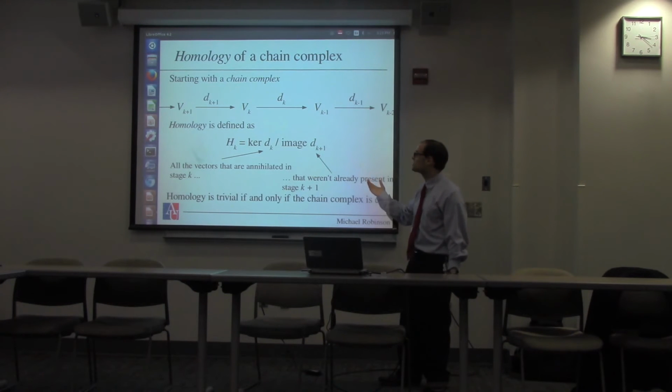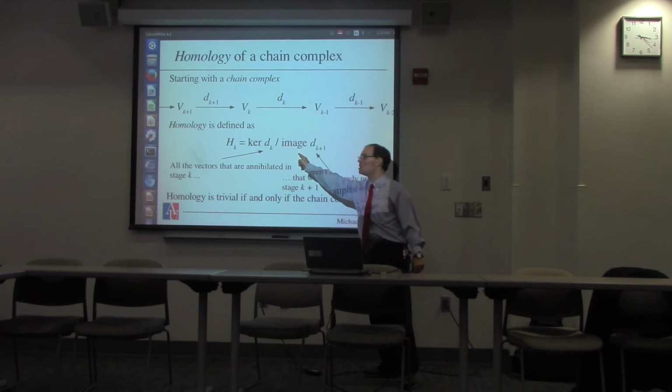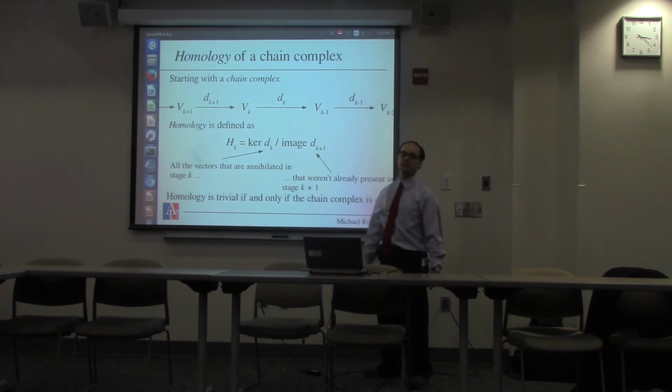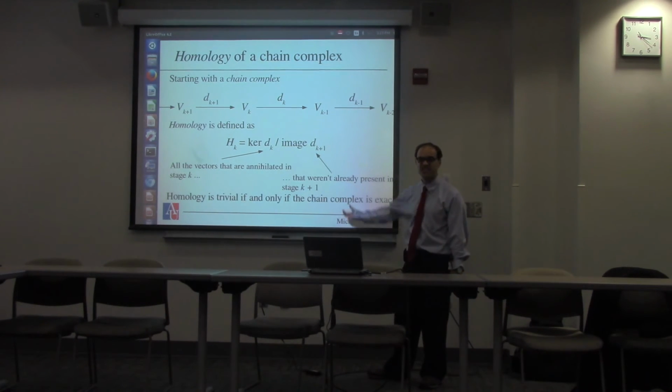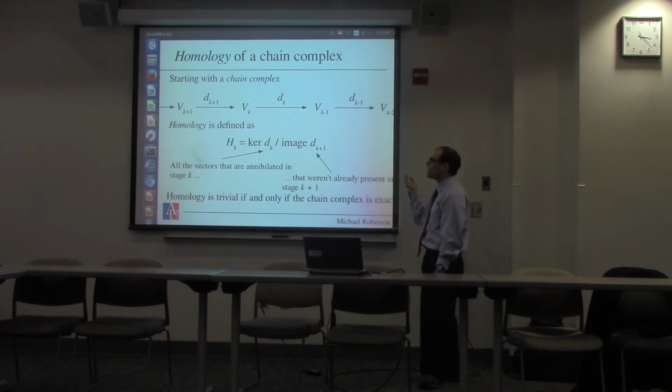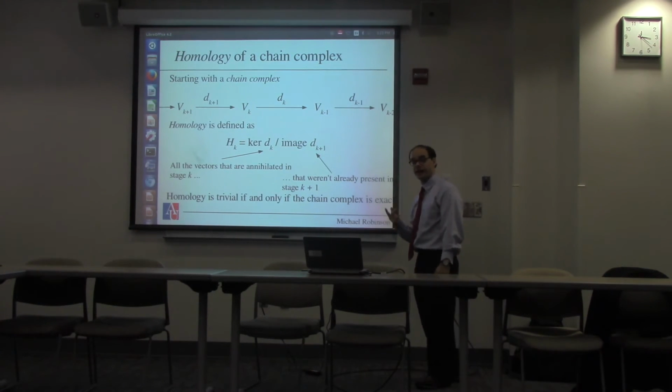If I've got an exact sequence, the kernel is actually equal to the image, so I quotiented everything in the kernel in that case, so the homology is trivial in an exact sequence, and that's if and only if. So homology is a way to measure when chain complexes are exact, and if they're not, how far away they are from being exact.